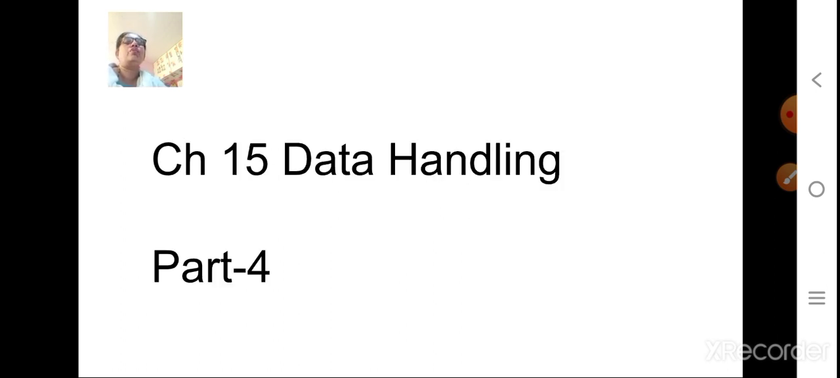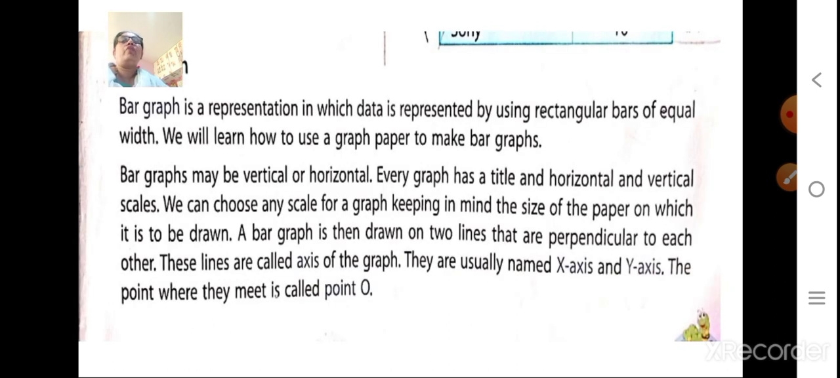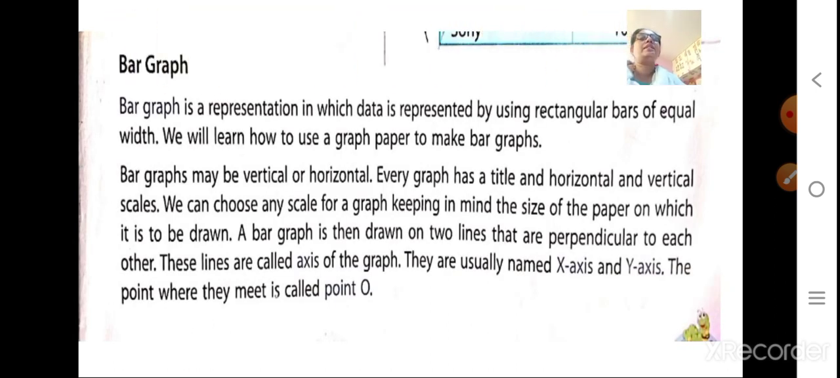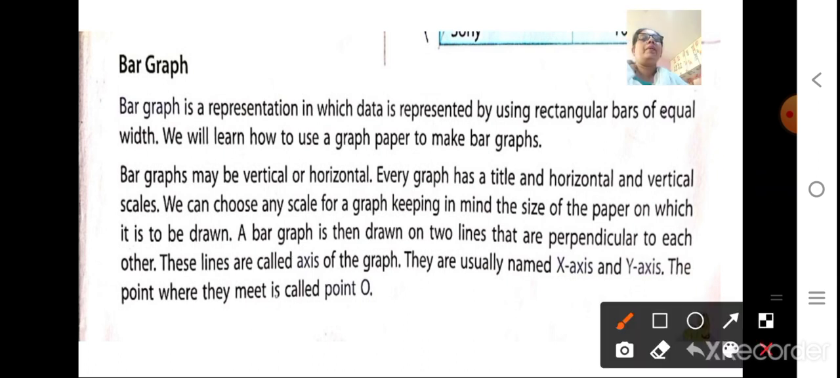So, today let us learn another way of representing data, that is through bar graph, that is in part 4. Now, before we start with the bar graph, first let us understand what a bar graph is. A bar graph is a representation in which data is represented by using rectangular bars of equal width. We will learn how to use graph paper to make a bar graph.